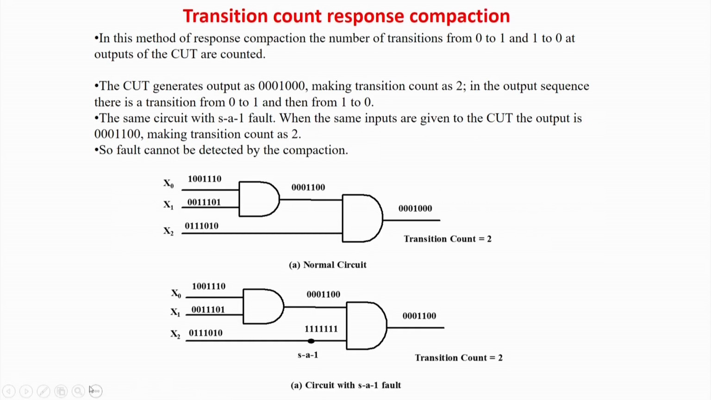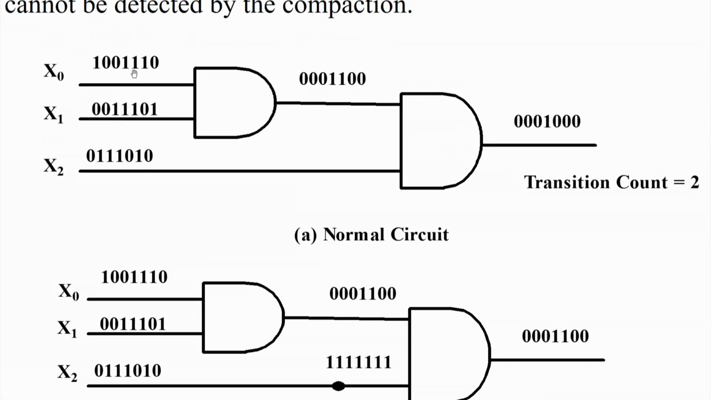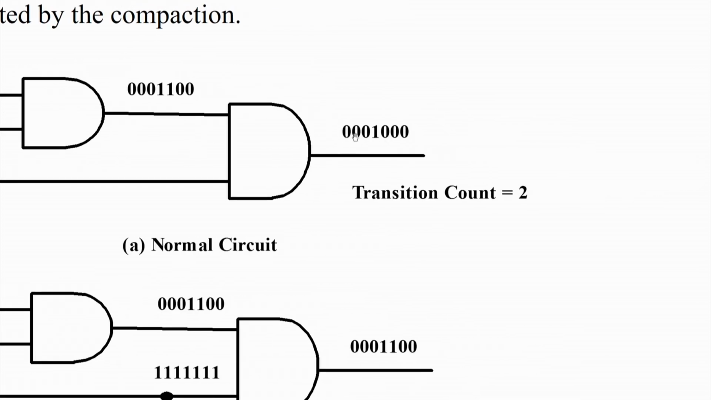Another technique we apply is basically transition counting. Normal circuit, same patterns I am applying. So you can see 0 0 0 1. So one jump from 0 to 1 and one jump from 1 to 0. So there are 2 types of transitions. So the transition count equals 2.